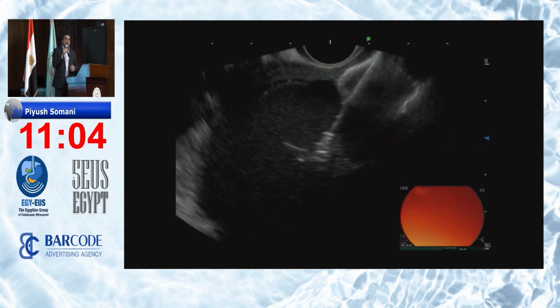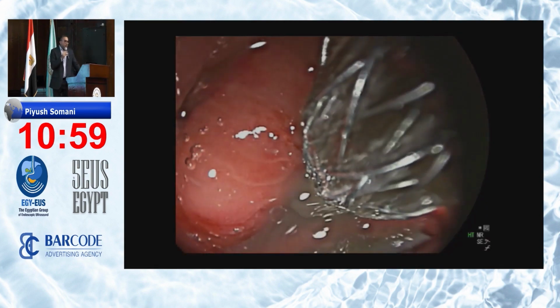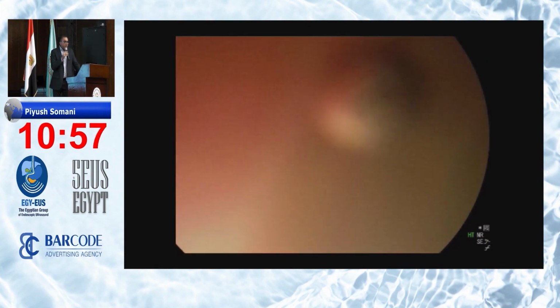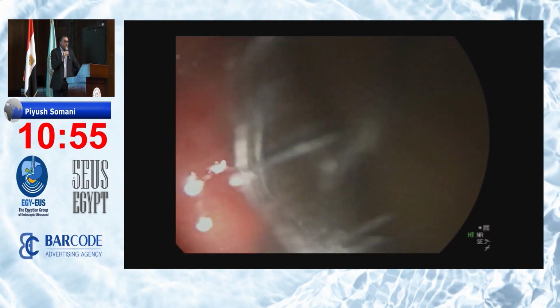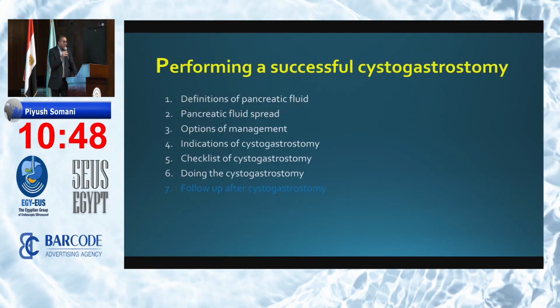We make the big wheel down. We go either right or left just to give some space for the stent to come out. So now you can see the deployment of the Axios stent here in the posterior wall of the stomach with the fluid coming out, and you can see the catheter.